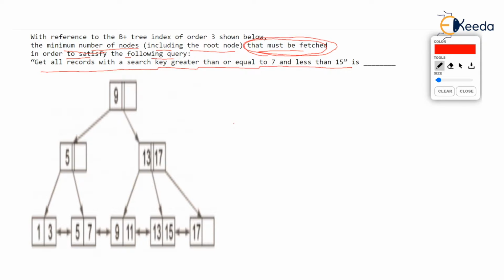That is, read these nodes to search values which are greater than or equal to 7 and which are less than 15. We want the values between 7, equal to 7 is also included, but less than 15. So how many nodes will you fetch? Now obviously you want 7 or more but less than 15. So your search will begin with the root node, isn't it? Because that's the only node we know in any tree.